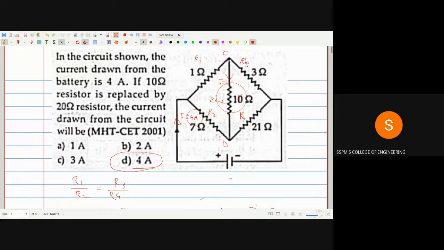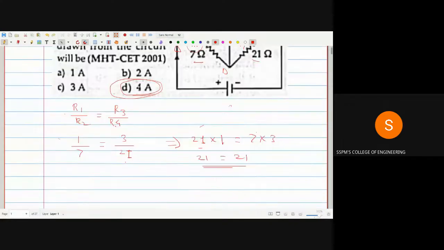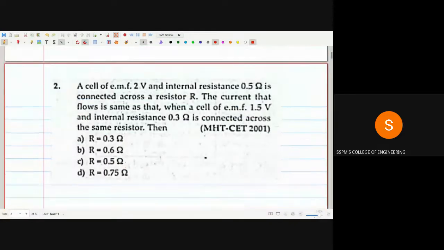It's very simple. तुम्ही हे 15 सेकंदात एक्झाम्पल सॉल्व्ह करू शकता. कसं सॉल्व्ह करायचं, you take the product of 21 and 1 and 7 and 3, equate it. If the product of LHS and RHS are the same, then the circuit is a balanced circuit. The current in CD is 0. So even if you replace the 10 ohm by 20 ohm, there is no effect on the current. So the current remains constant. So the answer is 4 ampere. So we move to the second example.